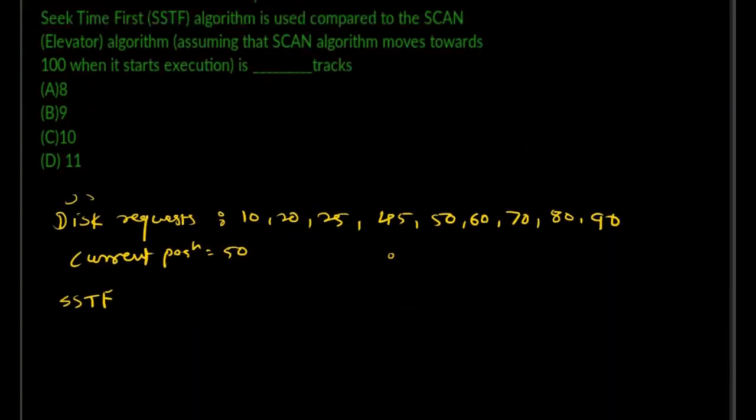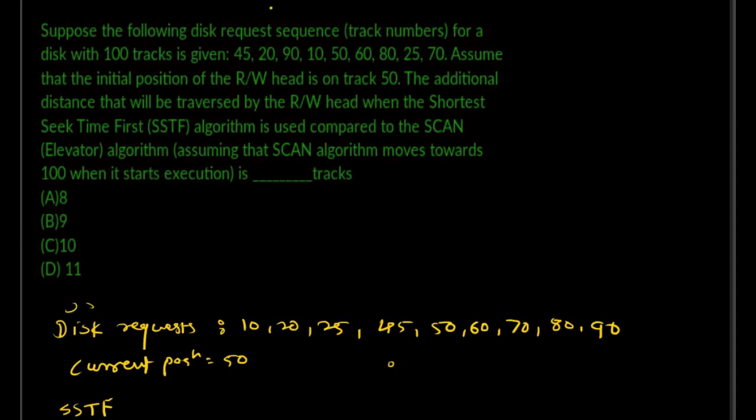In this lecture we will start with the next example. This example reads that there are total 100 tracks numbered from 0 to 99, and the disk request is given, and then assume that initial disk position is at track number 50. The additional distance that will be traversed by the read-write head when the shortest seek time first algorithm is used compared to the scan elevator algorithm, assuming the scan algorithm moves towards the 100 when it starts execution, is.